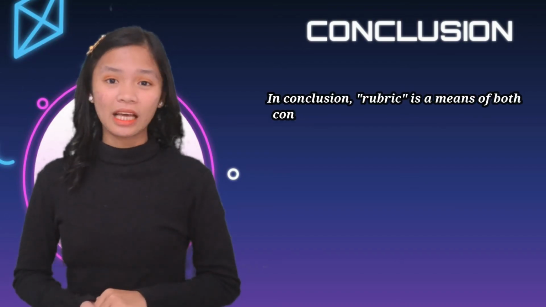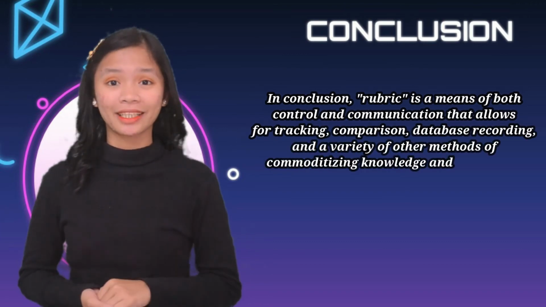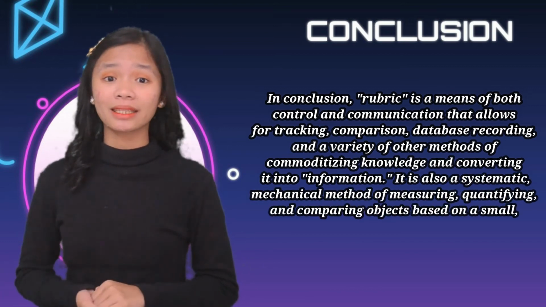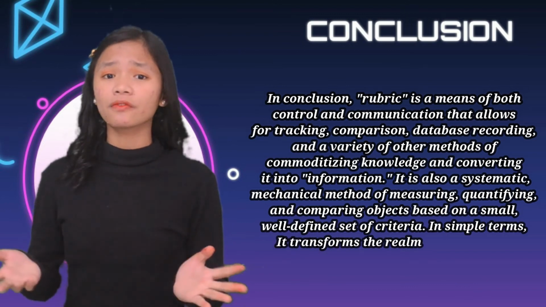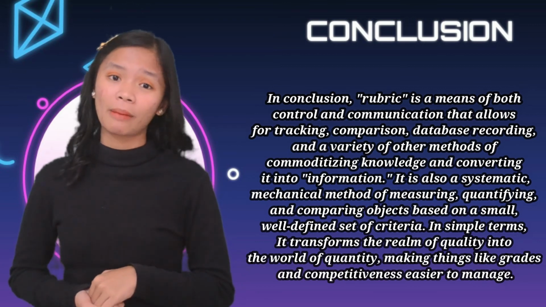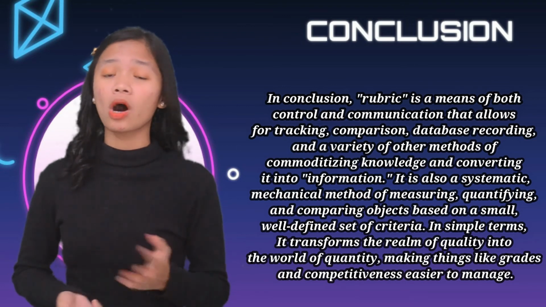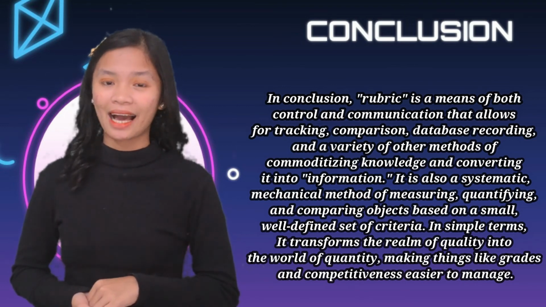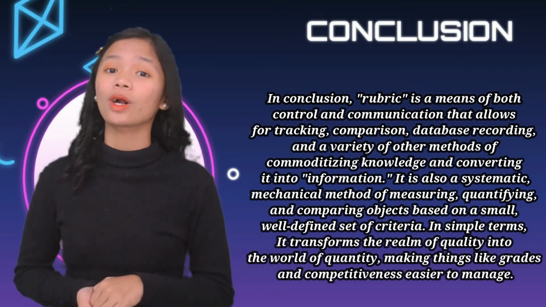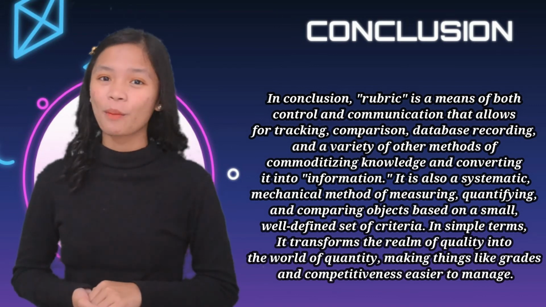In conclusion, rubric is a means of both control and communication that allows for tracking, comparison, database recording, and a variety of other methods of commoditizing knowledge and converting it into information. It is also a systematic mechanical method of measuring, quantifying, and comparing objects based on a small, well-defined set of criteria. In simple terms, it transforms the realm of quality into the world of quantity, making things like grades and competitiveness easier to manage.